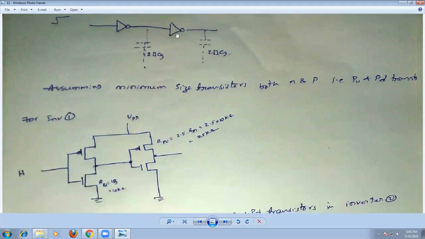So we can draw the circuit in the CMOS design style. This is inverter 1, this is inverter 2. Inverter 1 can be drawn like this, with pull up and pull down. This is the N channel enhancement mode transistor, this is the P channel enhancement mode transistor. This is the source, this is drain, this is drain and this is source. The gates of the two transistors are joined together as the input, and the drains of the two transistors join together for the output.